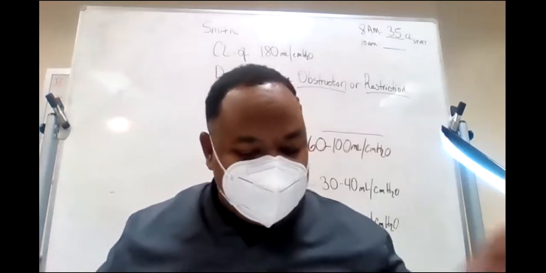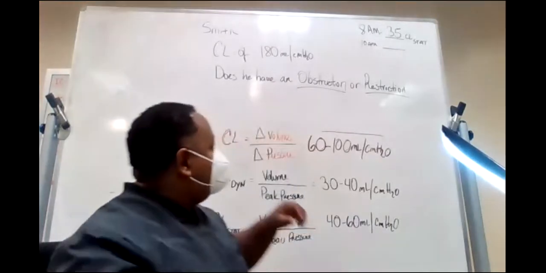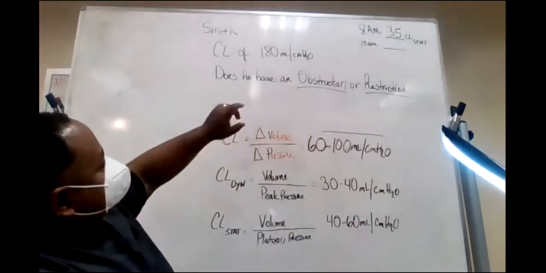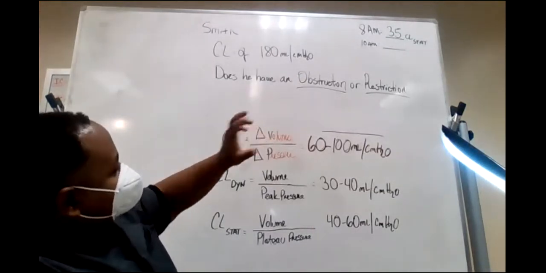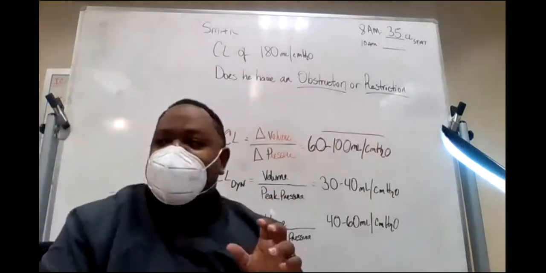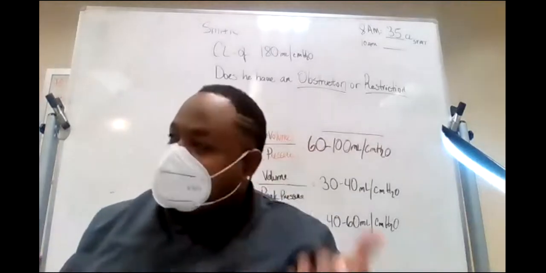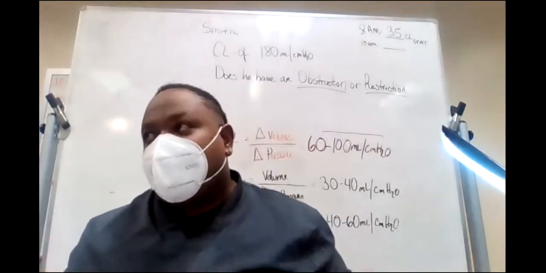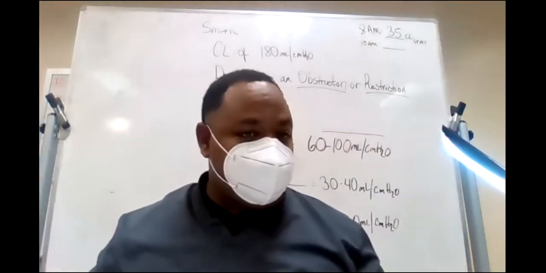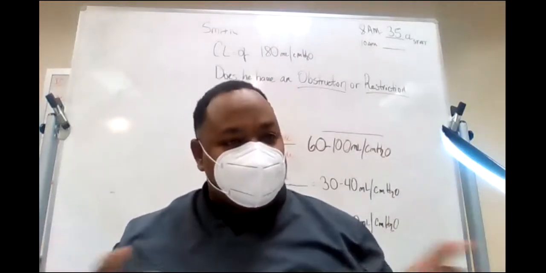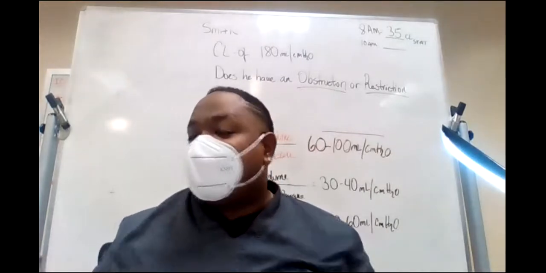FRC. Okay, good. Because I was like, what did I say? All right, so the same thing. If Mr. Smith has 180 milliliters per centimeter of water compliance, does he have a high FRC or a lower FRC? A high, because high FRC and compliance go hand in hand. So if his compliance is up, his FRC is going to be high. That's how you have to be able to say it: I'm looking at that 180, that means he has a high FRC because they go hand in hand.